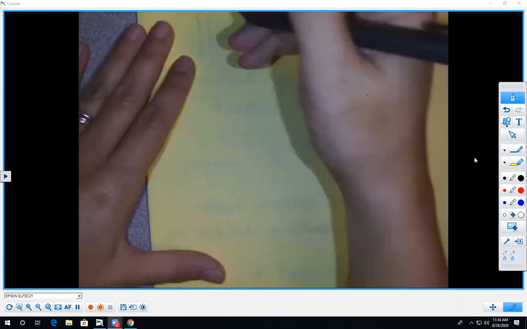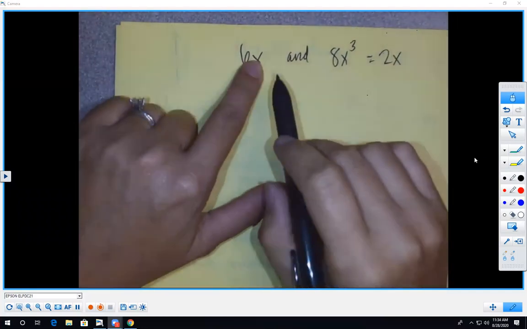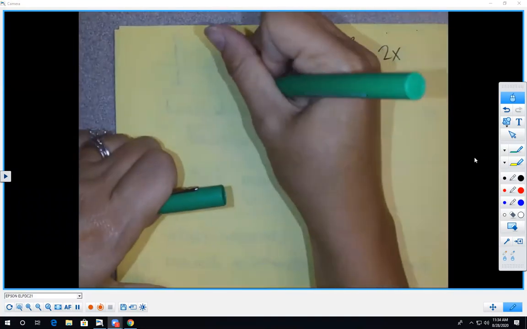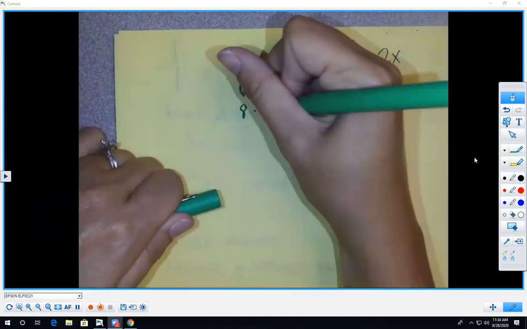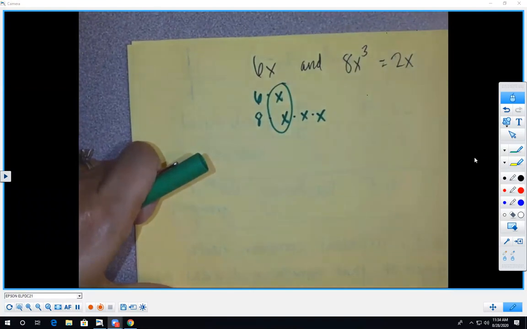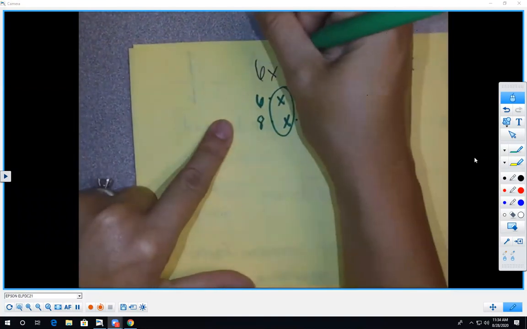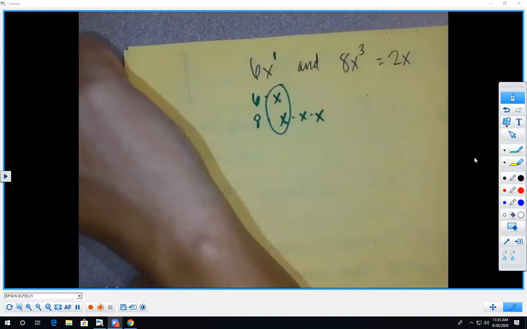Okay, let me do another one. What about if it was 6x and 8x cubed? It's still 2x here, and the reason why: 6 and 8, obviously the GCF of that is 2. This has 1x, I could write that like 6 times x. X cubed is like 3 x's multiplied together, right? How many do they have in common? Still 1x. So that's why it's only 2x. Another way to think about it is you take the smallest exponent. This has a 1 here, so I'm going to use x to the 1 there.